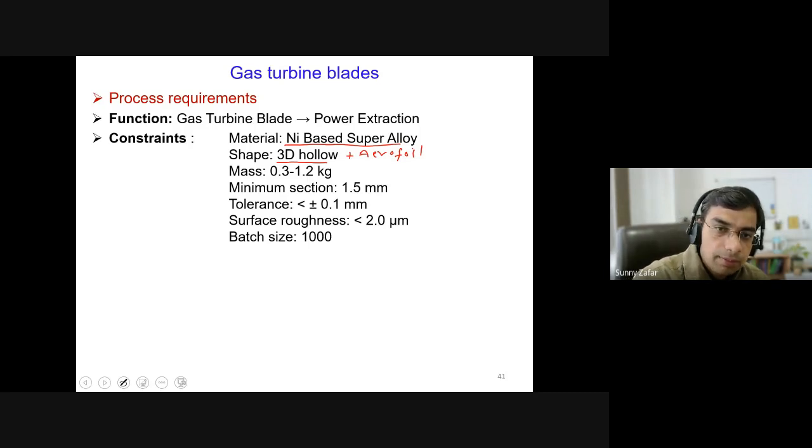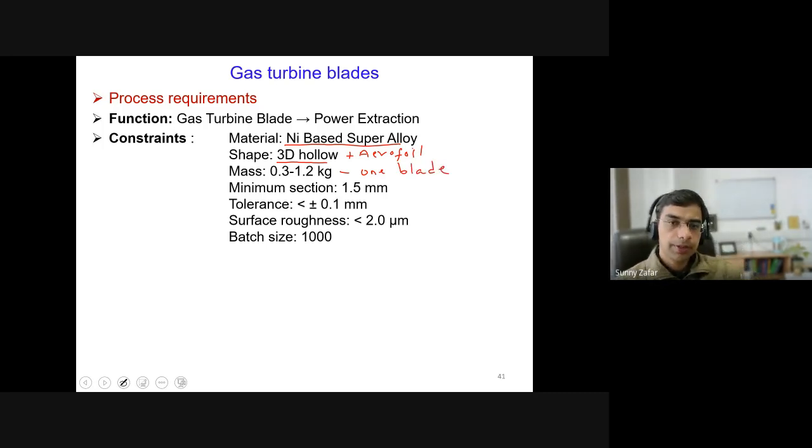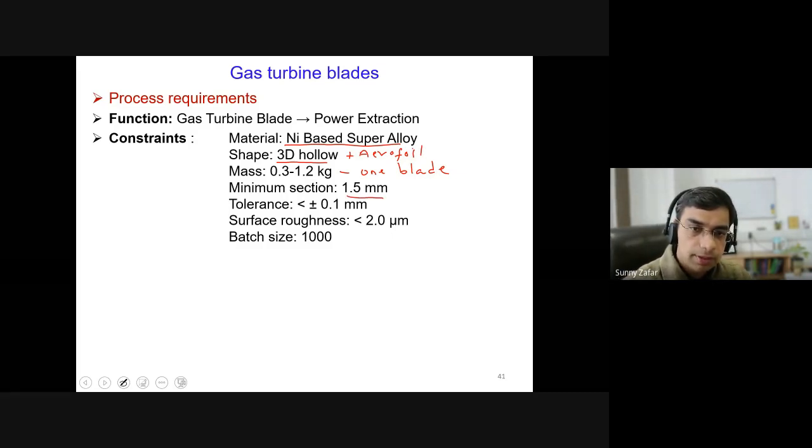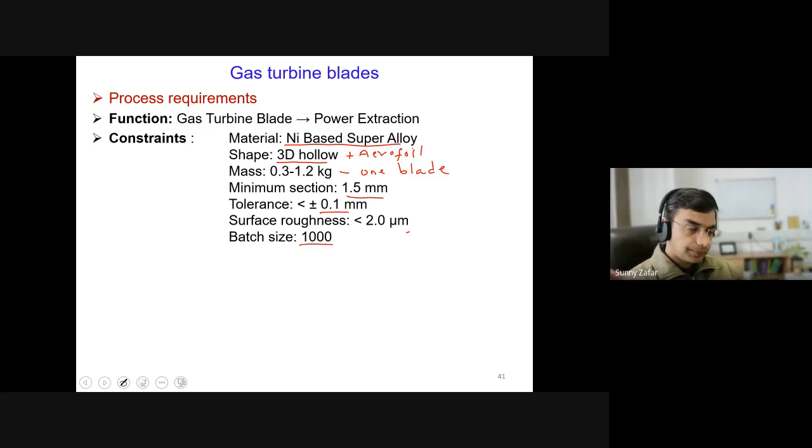Mass of one blade. So this is for one blade. Typically the mass should be 1.2 to 1.3 kilograms. The minimum section thickness should be 1.5 millimeters, tolerance 0.1. Surface roughness should be 2.0 microns. Tolerance 0.1 millimeters. Batch size, say, of 1000.